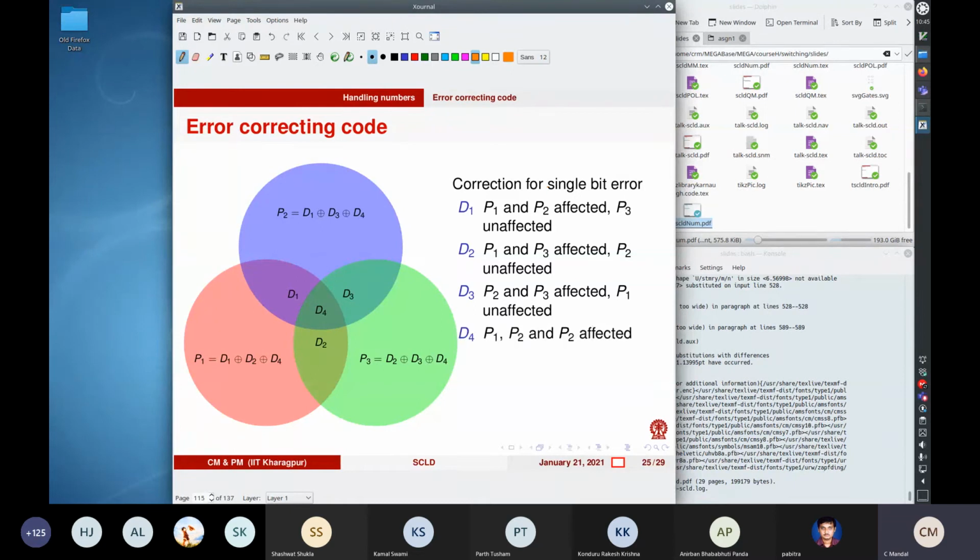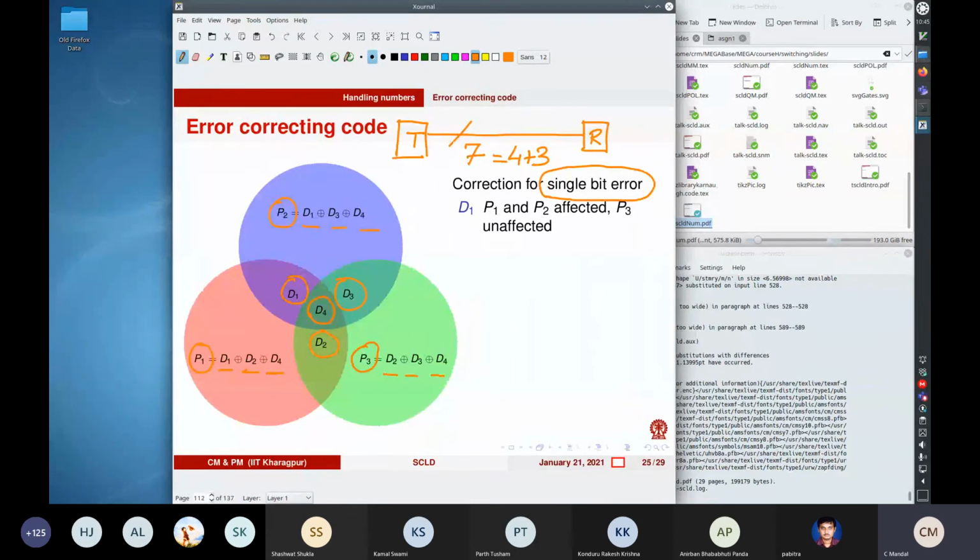So what you find is that if there is an error in the data, at least 2 parity bits will be affected, all right? At least 2 parity bits will be affected. So what are you going to do? What is the basic scheme? The basic scheme is, if we go back here, you are going to transmit, right? So you compute the parity bits here.